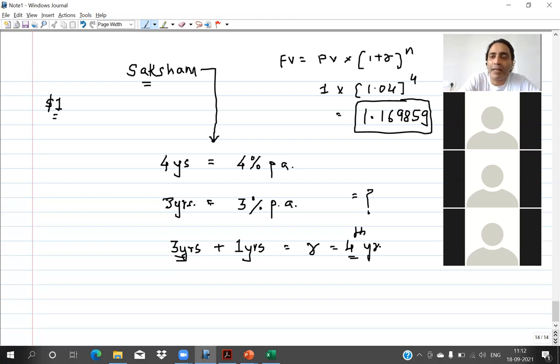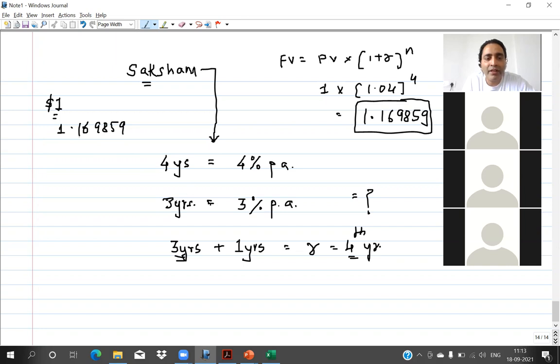I'm asking you step by step, ekdam slowly. I'm doing a hand holding with you. Aapki ungli pakad ke main aapko aage leke ja raha hu. So yes, you'll have to tell me at every step. Theek hai? So if he had invested for 4 years right from the beginning, he would have received 1.169859. Now, in reality, he has invested for only 3 years.